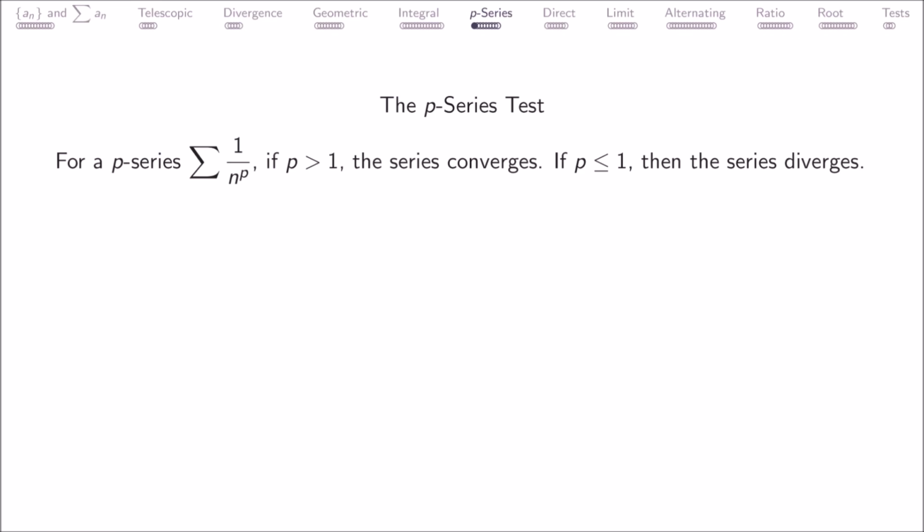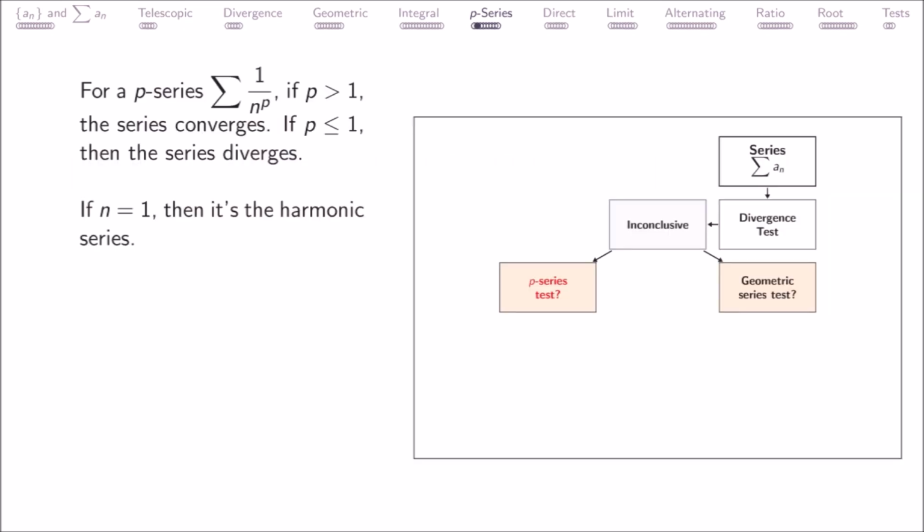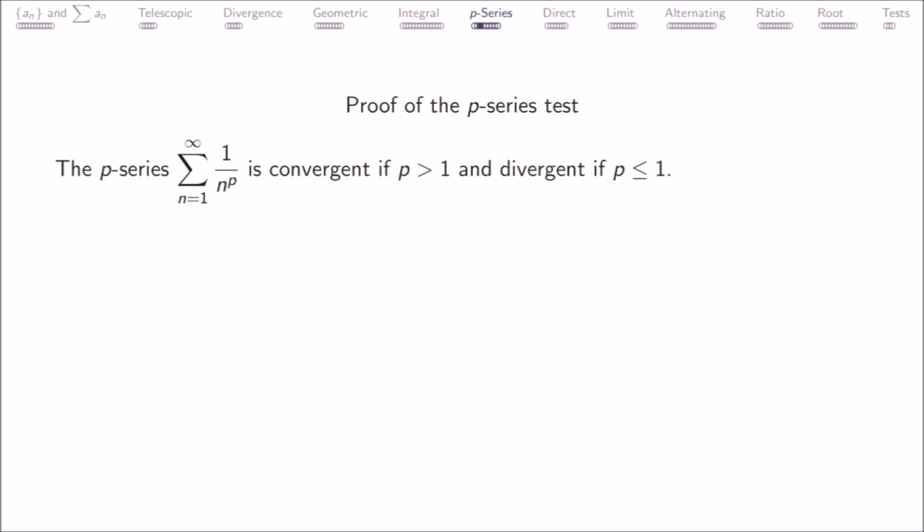The p-series test. For a p-series, 1 over n to the power p, if p is greater than 1, the series converges. If p is less than or equal to 1, then the series diverges. Here is the flowchart. Proof of the p-series test. Here is a statement of the test.